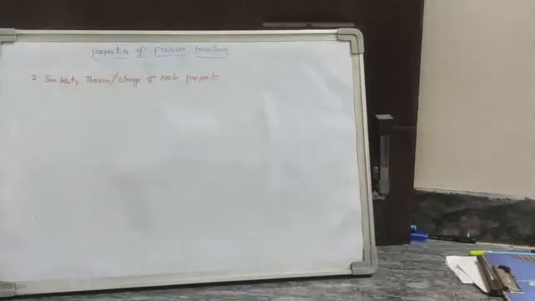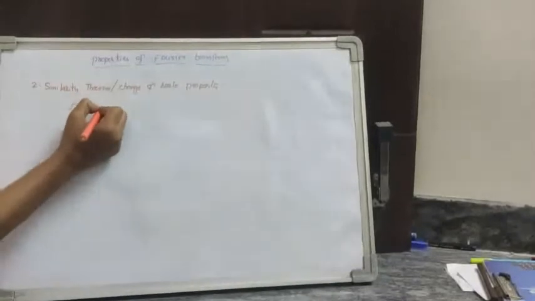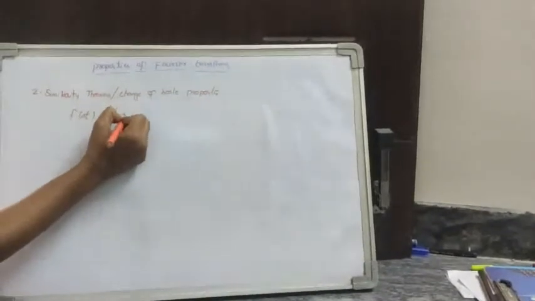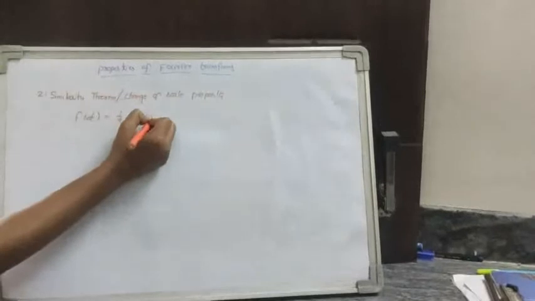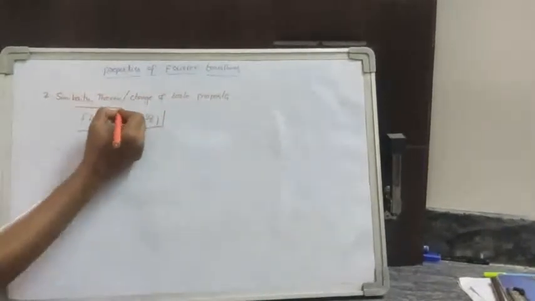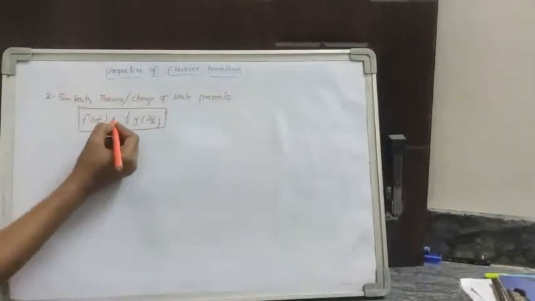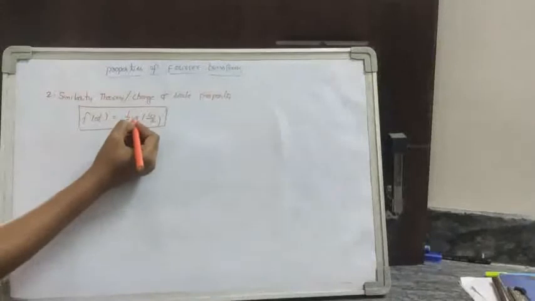So in the similarity theorem, or change of scale property, we have to prove that the Fourier transform of f of at is equal to 1 by a into g of omega by a.